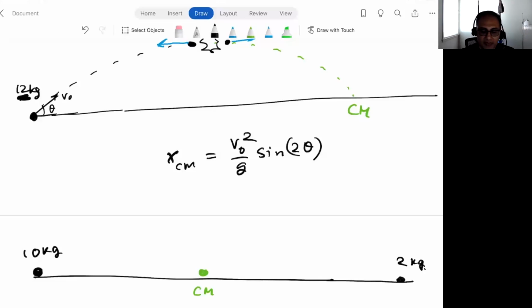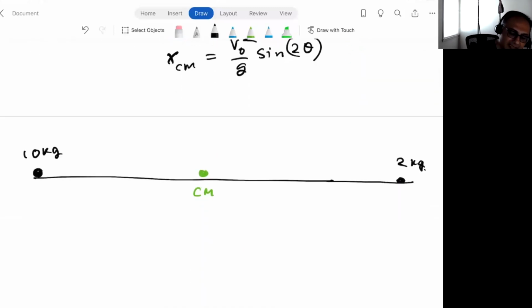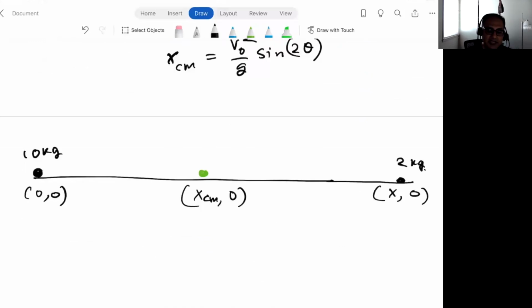And you already know where the center of mass of these two pieces is located. So now you can easily find, so this is at 0, 0. This is at our XCM, 0. We've already found the XCM. And this is at some unknown X, 0, right? And so now you can use the center of mass formula to find out the unknown X, the position of that lighter piece.